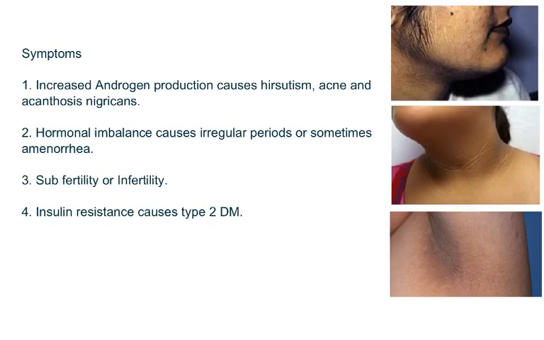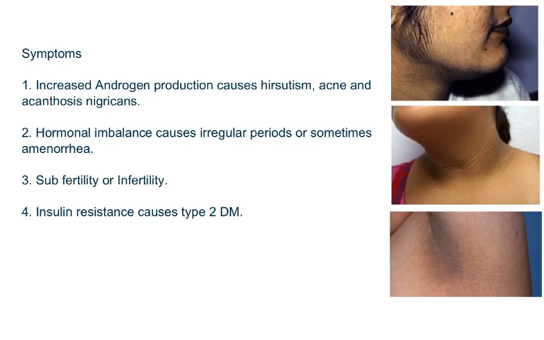Now that you know the pathophysiology, it's easy to understand the symptoms of PCOS. Increased androgen production will cause hirsutism, which is the male pattern distribution of hair, like on your face, on the abdomen, on the thighs. Also, it will cause oily and greasy skin, which will cause acne, and acanthosis nigricans, as you can see in the pictures, these are dark velvety patches over the skin creases, like the neck here, and in the axilla or groins as well.